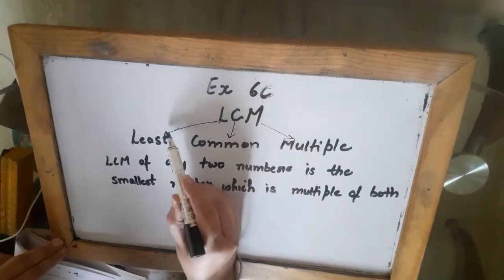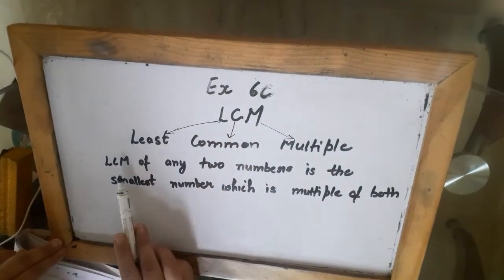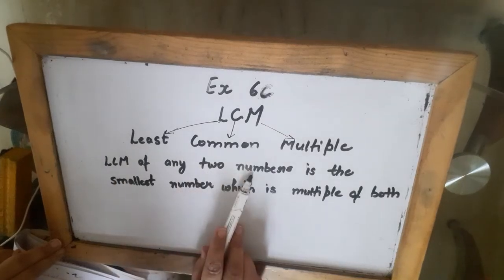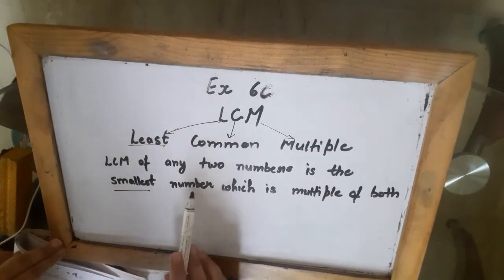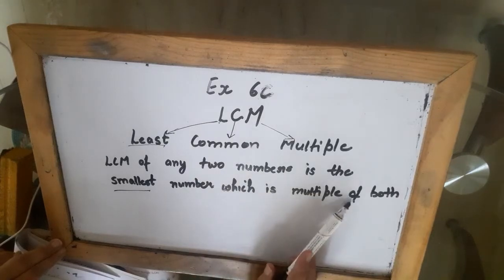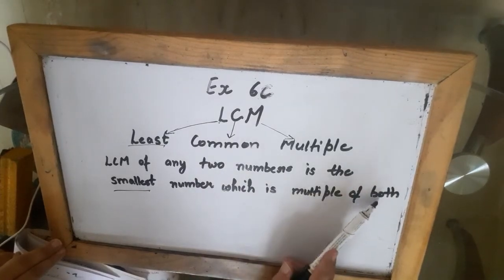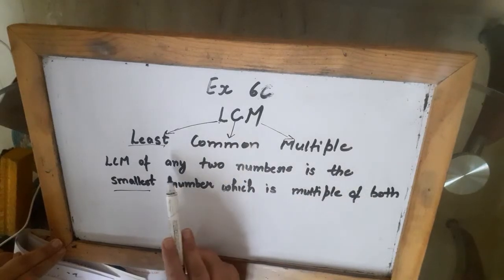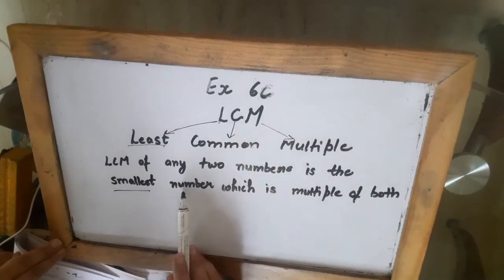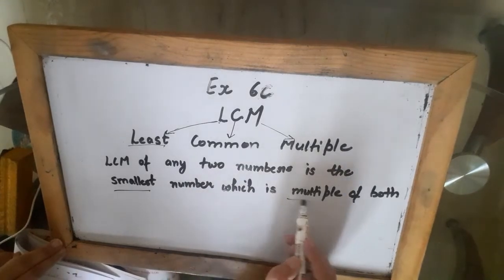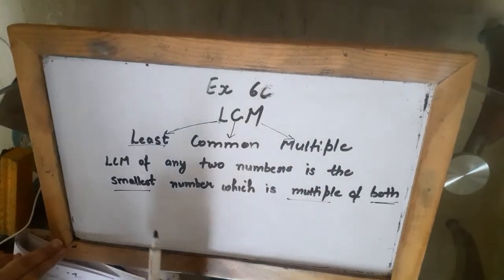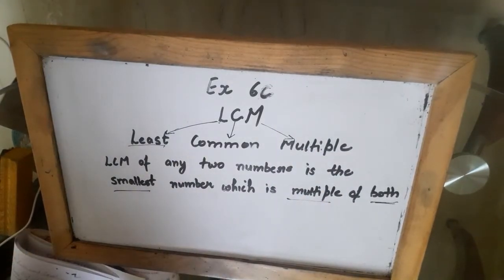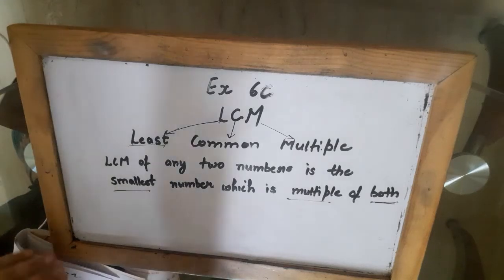So least common multiple, which means the LCM of any two numbers, or it can be more than two numbers, is the smallest number. Least means smallest number, which is a multiple of both, means which is a multiple of the numbers given. So let us understand this by taking an example.